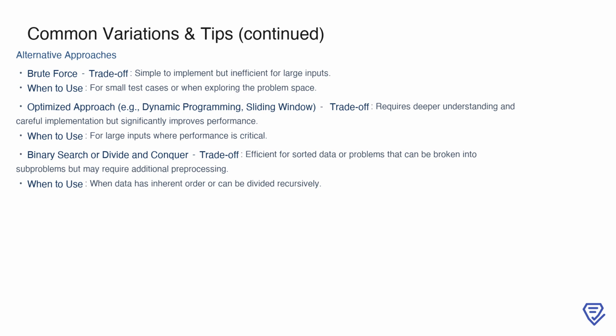In cases where the data is sorted or the problem can be broken into subproblems, techniques like binary search or divide and conquer are often the most efficient. While these methods may require additional pre-processing or a recursive mindset, their efficiency makes them ideal for handling structured data or recursive problem scenarios. By choosing the right approach for a given context, you can balance simplicity, performance, and implementation effort effectively.